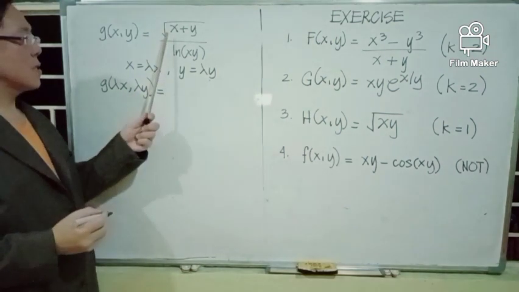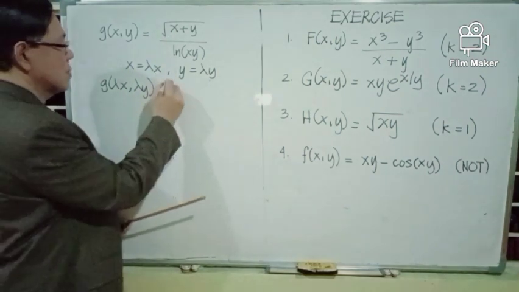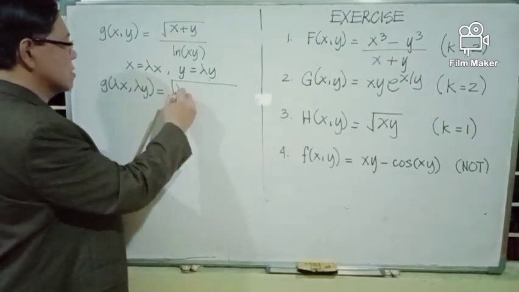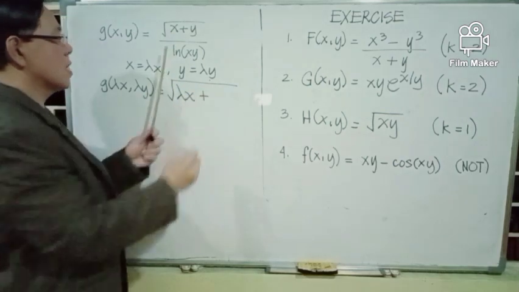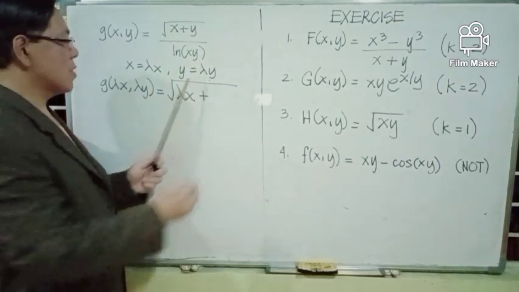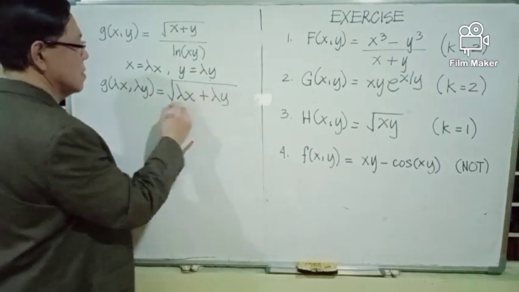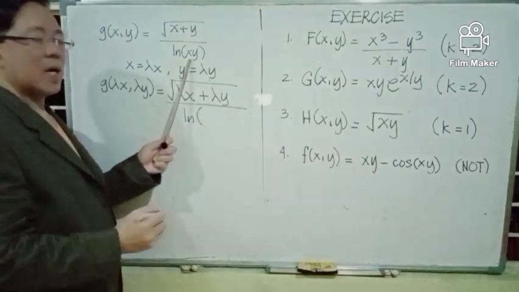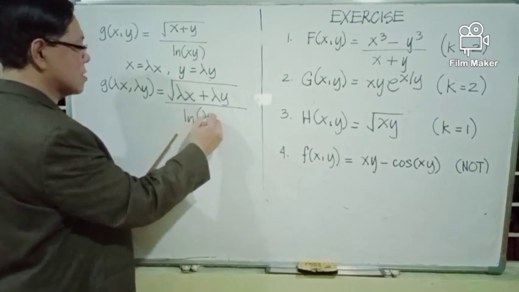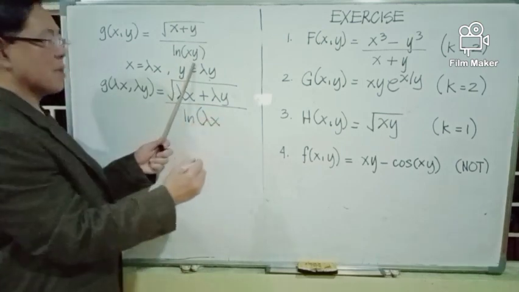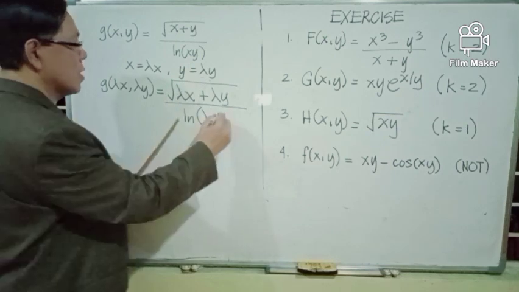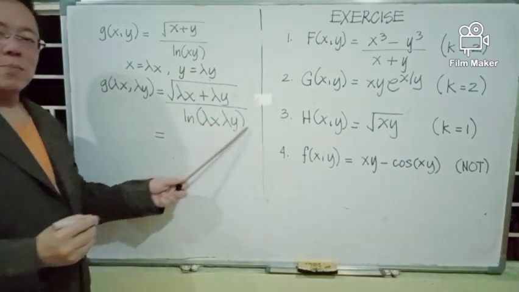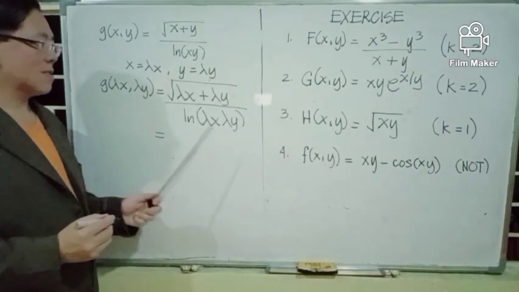At the right hand side, we have a square root. The root of x, replace x with lambda x, plus y, replace y with lambda y, over ln of x replaced with lambda x, multiplied by y, replaced with lambda y. And we simplify this expression at the right hand side.